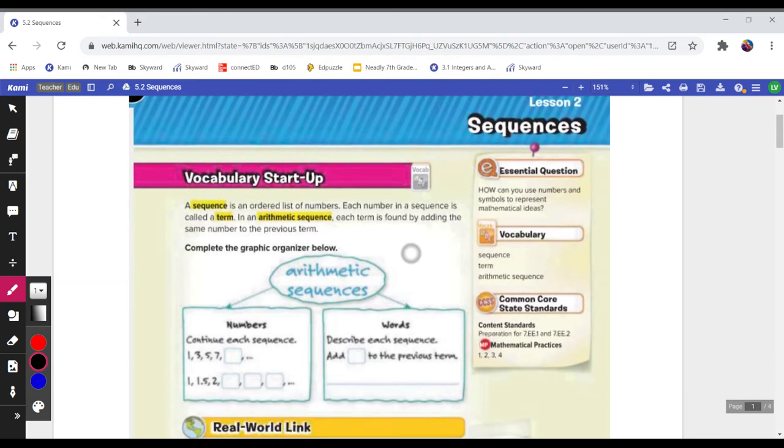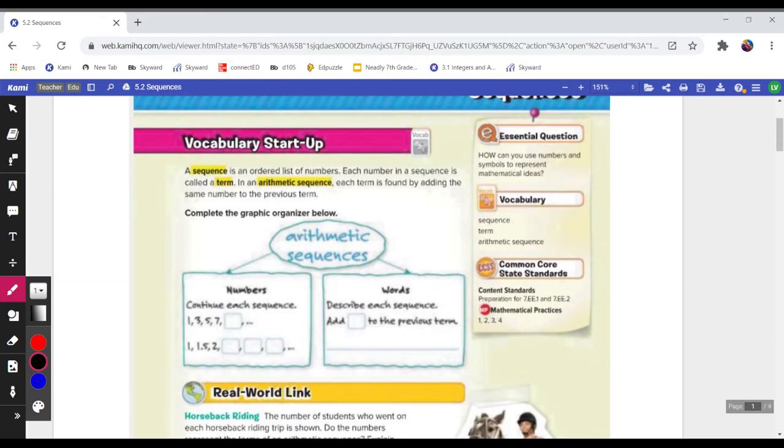We're going to complete the graphic organizer below for arithmetic sequences. So this word that I'm circling is pronounced arithmetic, not arithmetic. So practice saying arithmetic. Say it one more time. Arithmetic. So for numbers, we're going to continue each sequence.